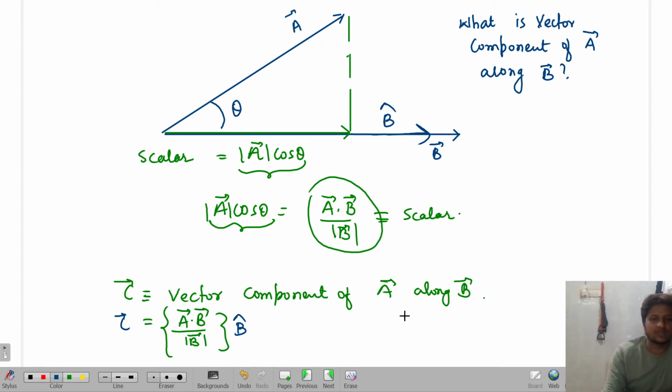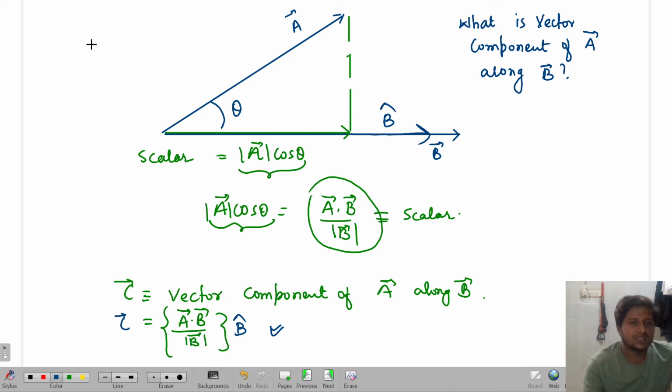Got it or not? What is the vector component of A along B? It is A dot B by modulus of vector B into B cap. Understood or not, Gagan? Yes, sir. Understood now. So if you apply this formula, you have to take the direction also, and then the magnitude also. But is it inversely proportional to 1 by vector B or not? Tell me yes or no, which is itself going to give you vector A.